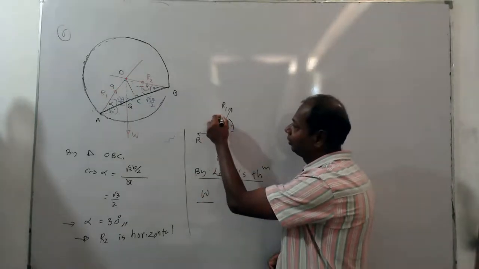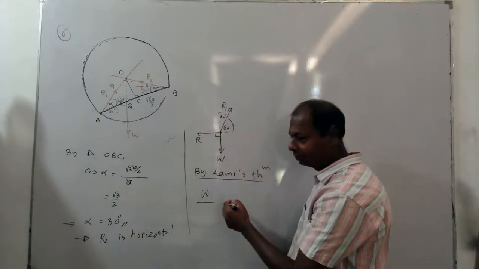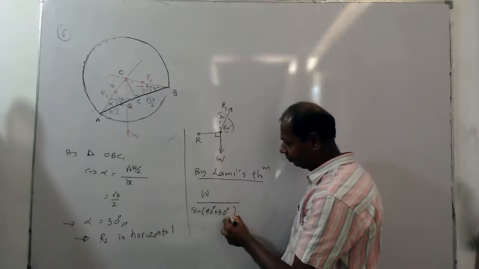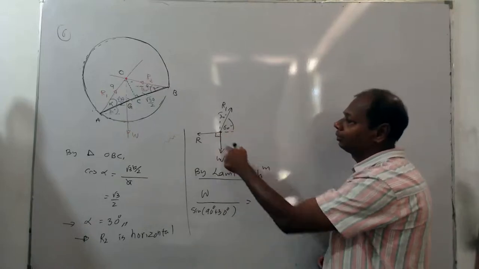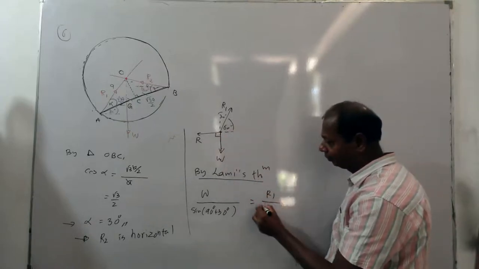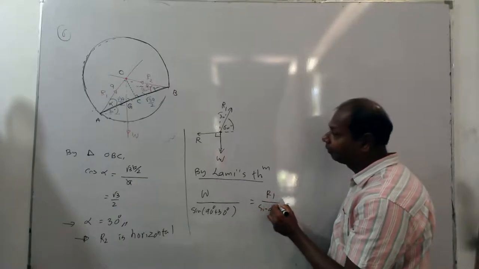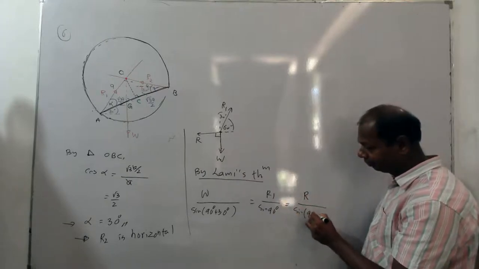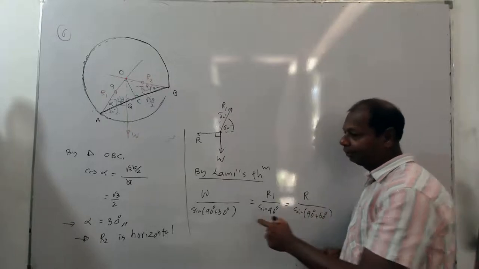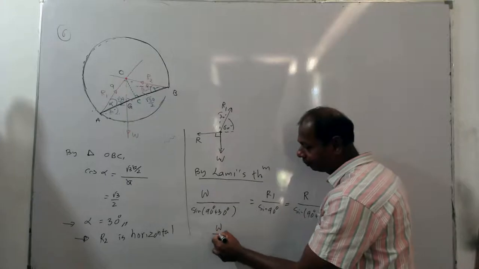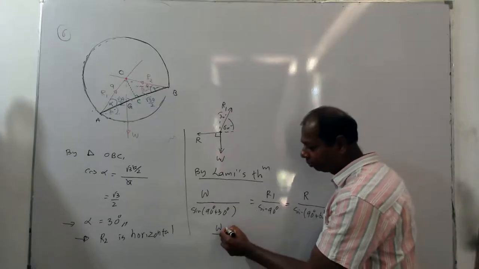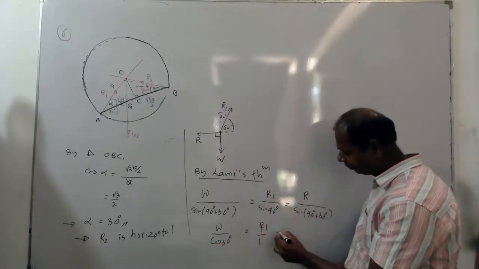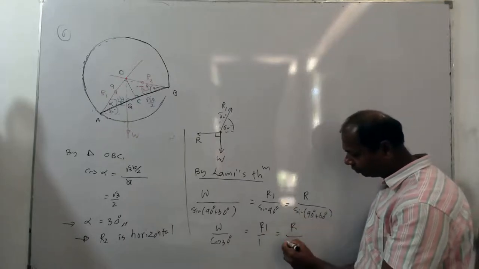W over sine (90 plus 30) equals R1 over sine 90, equals R2 over sine (90 plus 60). Sine (90 plus 30) is cos 30, which is root 3 over 2. R1 over sine 90, which is 1. Sine (90 plus 60) is cos 60.